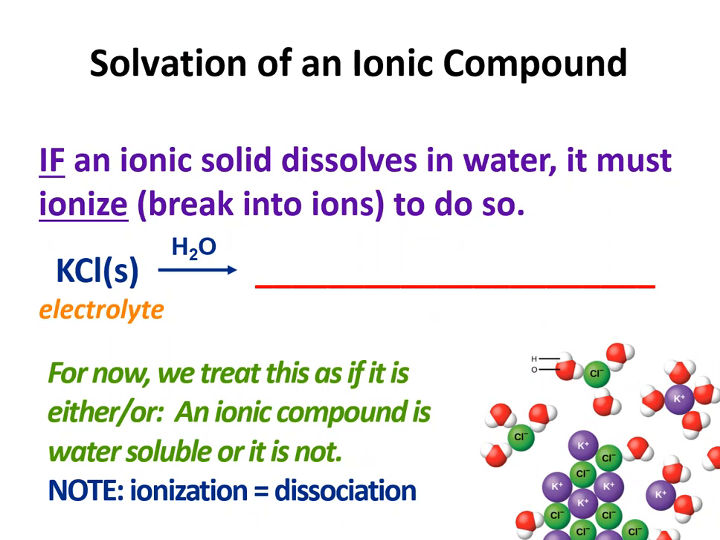So if an ionic compound dissolves in water, not all of them do, but if it does, it must break into ions. And so this ionic compound, the S is for solid, we're putting it in water, and it will break into its two ions. And each of those, I'm writing AQ because now they're dissolved in water. Okay, and so that's what really happens.